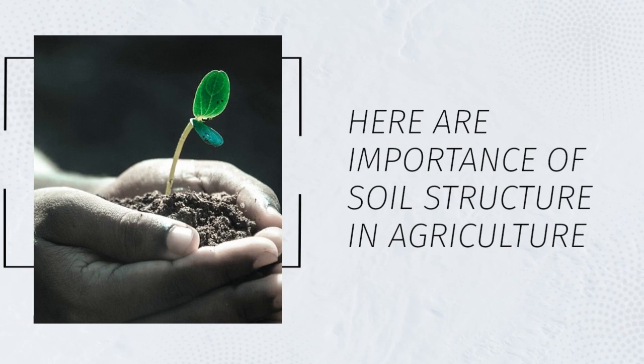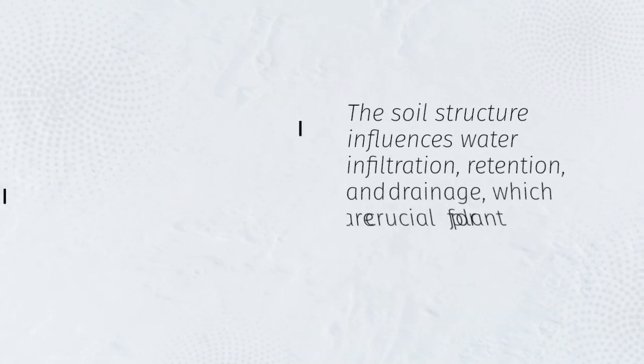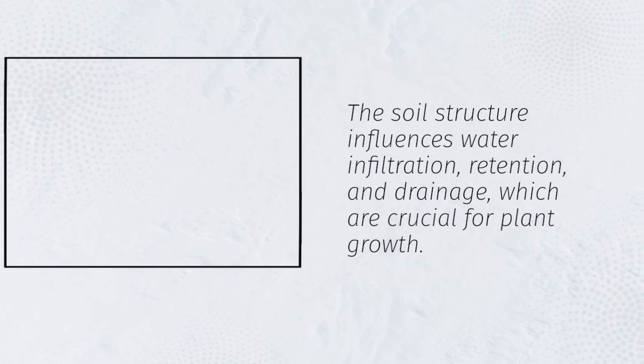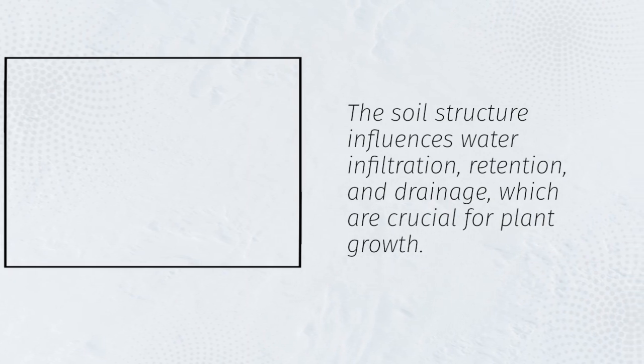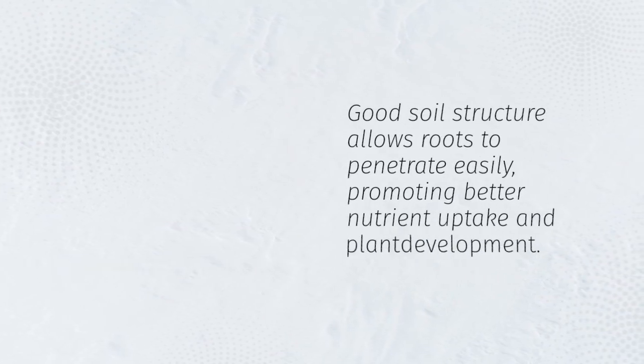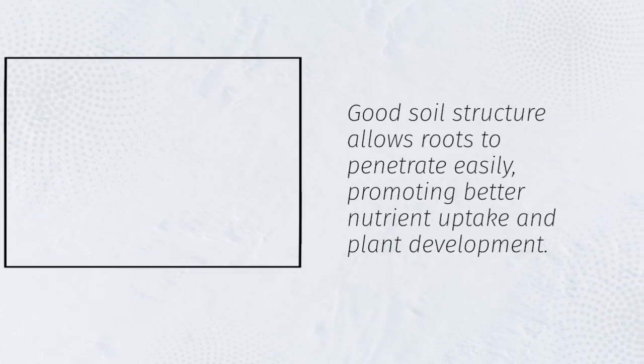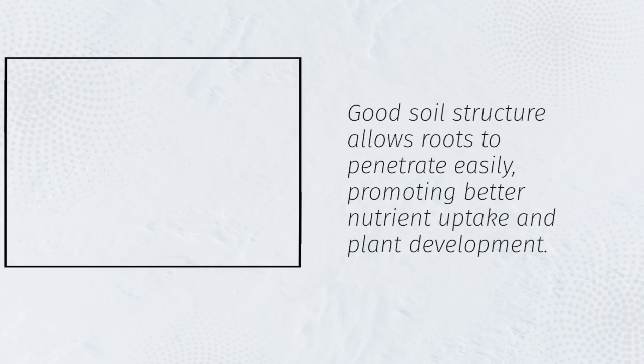Here is the importance of soil structure in agriculture. The soil structure influences water infiltration, retention, and drainage, which are crucial for plant growth. Good soil structure allows roots to penetrate easily, promoting better nutrient uptake and plant development.